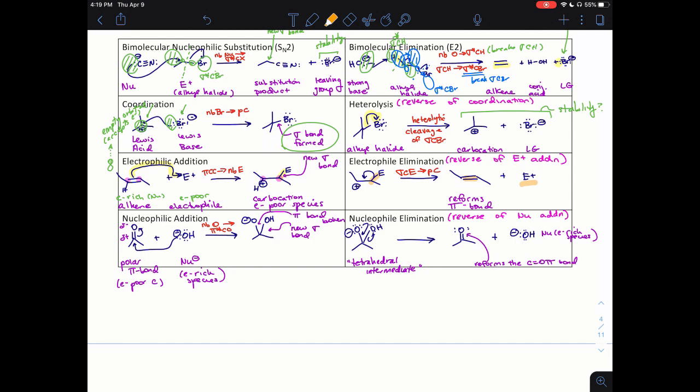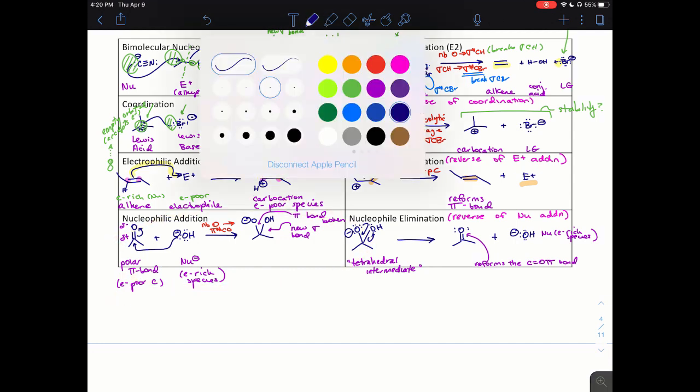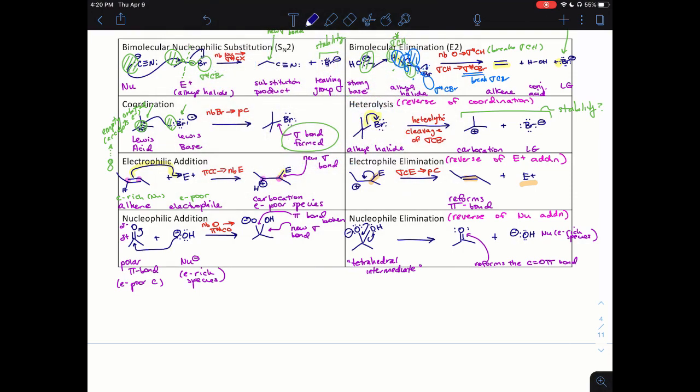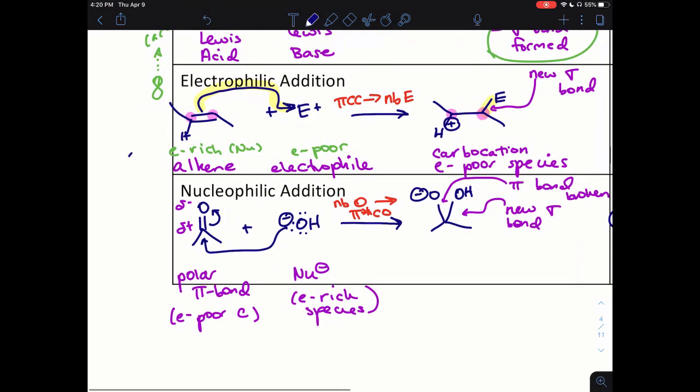Let's go to the next one, nucleophilic addition. For nucleophilic addition, we're going to have a polar pi bond. The alkene is an example of a non-polar pi bond. Those carbons are the same element, so they have the same electronegativity. So this is a non-polar bond. We had a non-polar pi bond for electrophilic addition. For nucleophilic addition, we're going to have a polar pi bond.